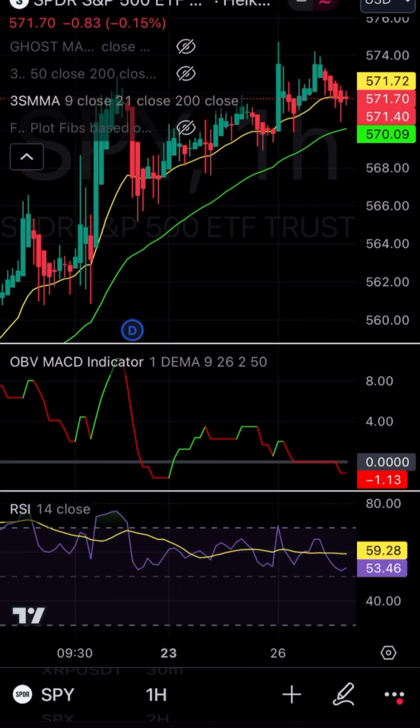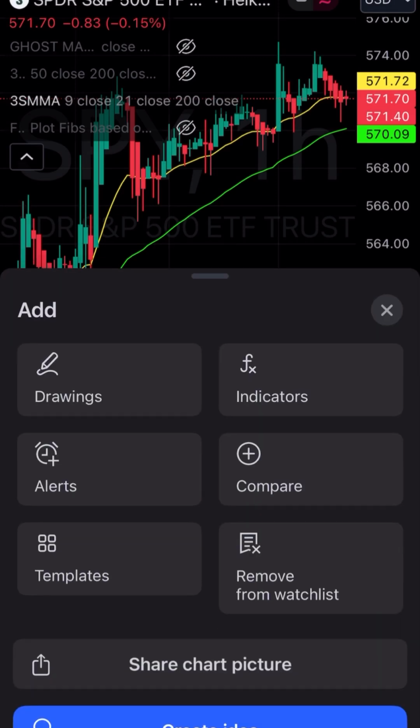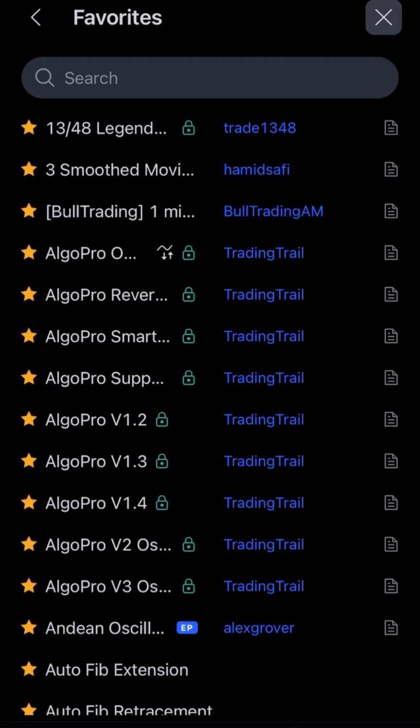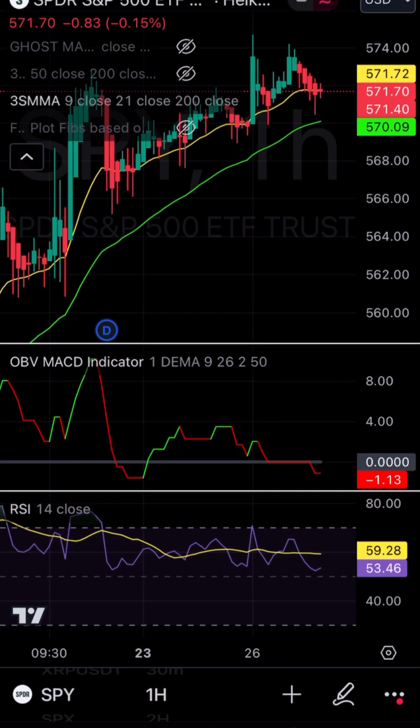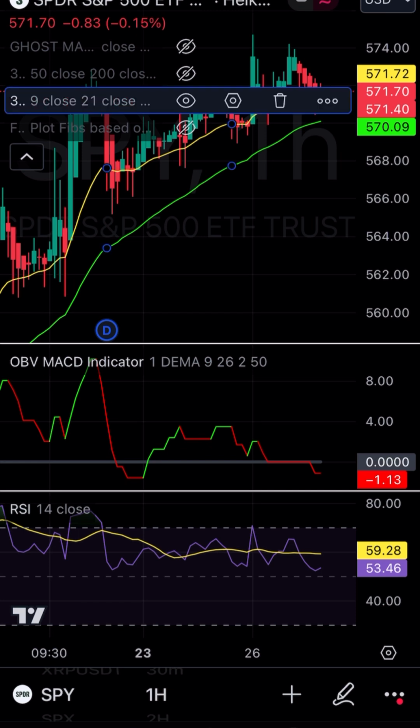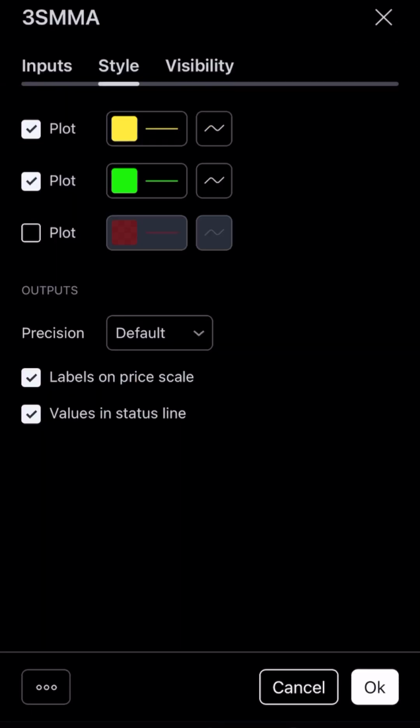Okay, so first thing you do, you want to set up your 9 and your 21. So you want to go to the 3 smooth moving averages, or you can do them separately if you want to, but I do 3 smooth moving averages. It puts everything in one. And you want to put in 9 and 21. You don't need the third one unless you want to put like the 200 moving average in there, but for the sake of the video, we don't really need it right now.